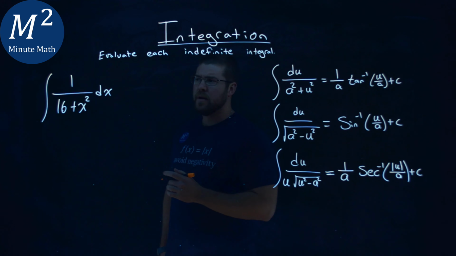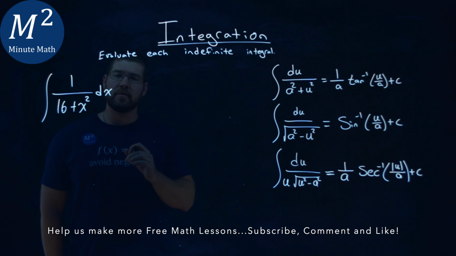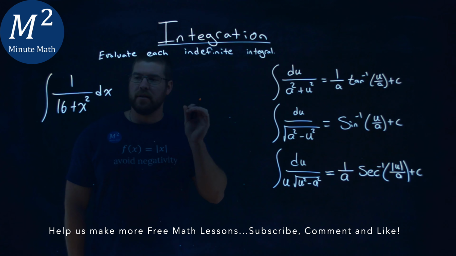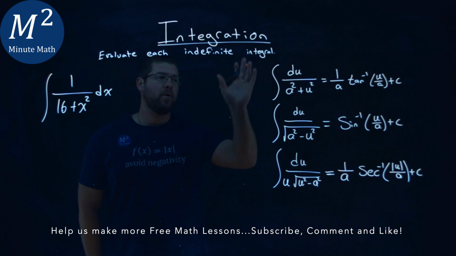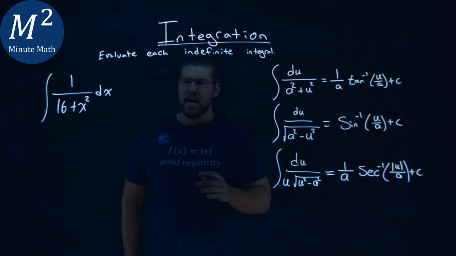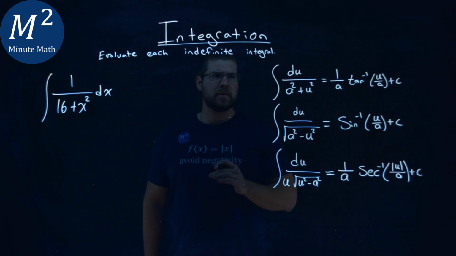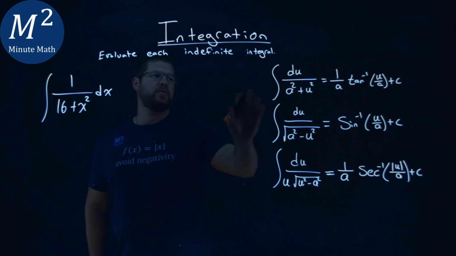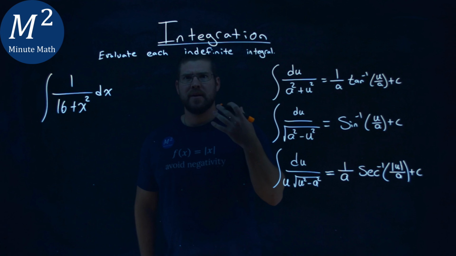We're given this problem right here, the integral of 1 over 16 plus x squared dx, and we have to evaluate this indefinite integral. Now the first step I want to do is see if I can make this look like one of my definitions here. And the one I'm gravitating towards is the first one, the arctangent one. And I want to see if I can rewrite this integral to look just like this.